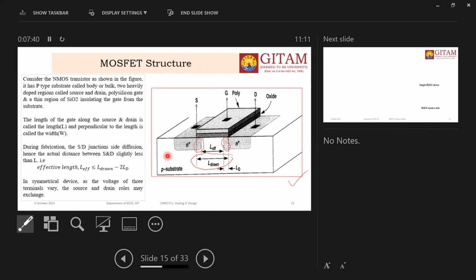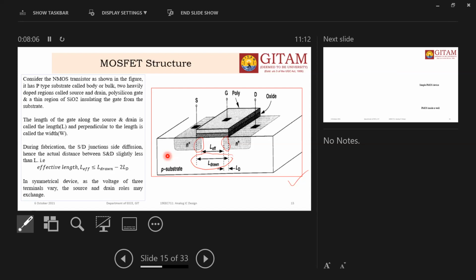In a symmetrical device, both terminals are interchangeable. The source can act as a drain and the drain can act as a source, depending on the potential. Suppose the left-hand side terminal potential is more than the right-hand side, then this is acting as the drain. If reversed, then the other is acting as the drain. That is true only for symmetrical devices.